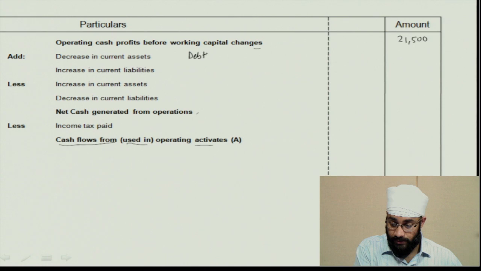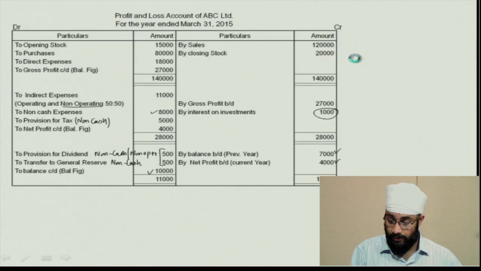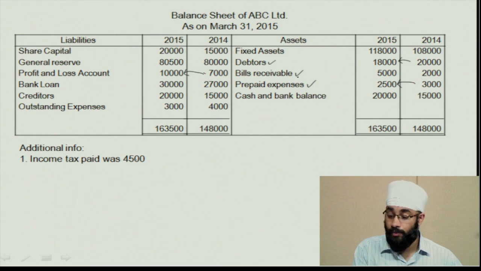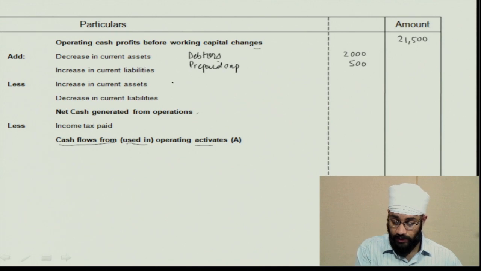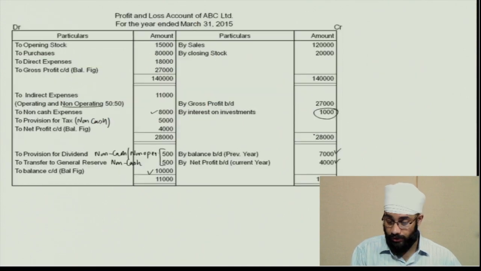So debtors go down by 2,000 and prepaid expenses go down by 500, and then you have bills receivables which go up by 3,000. So increase in current assets, correction, 3,000.